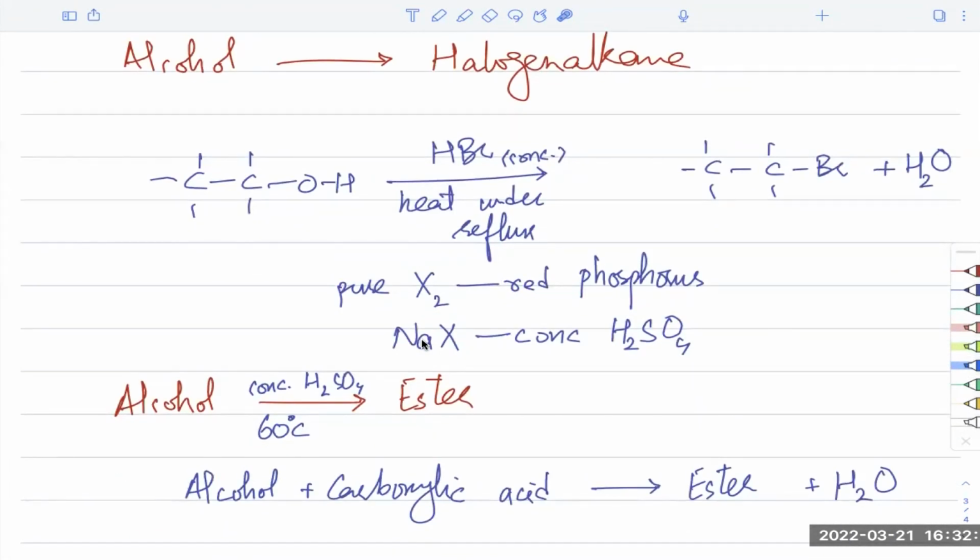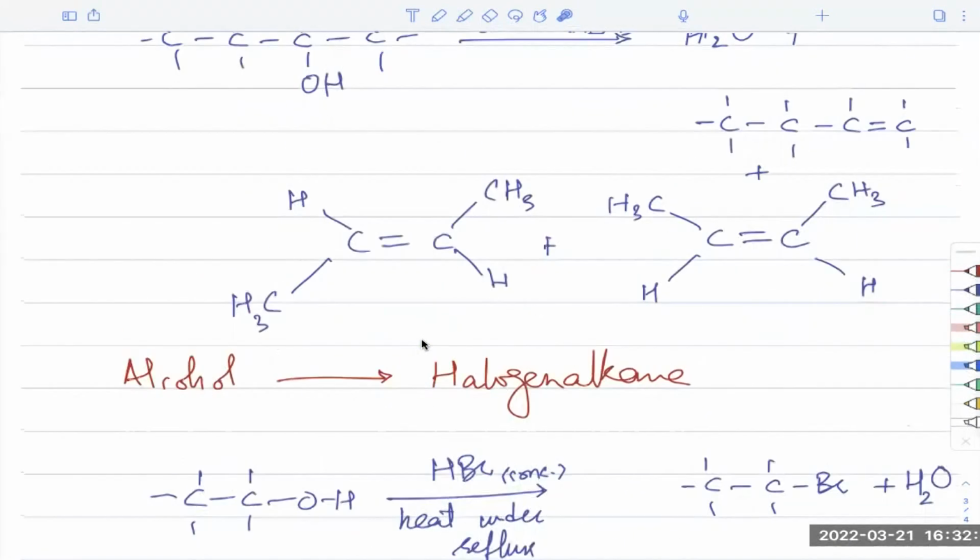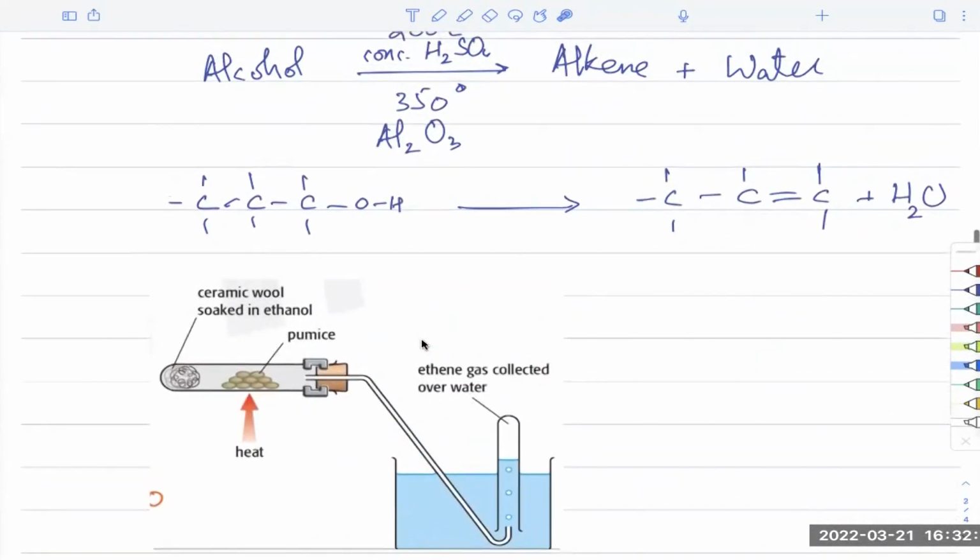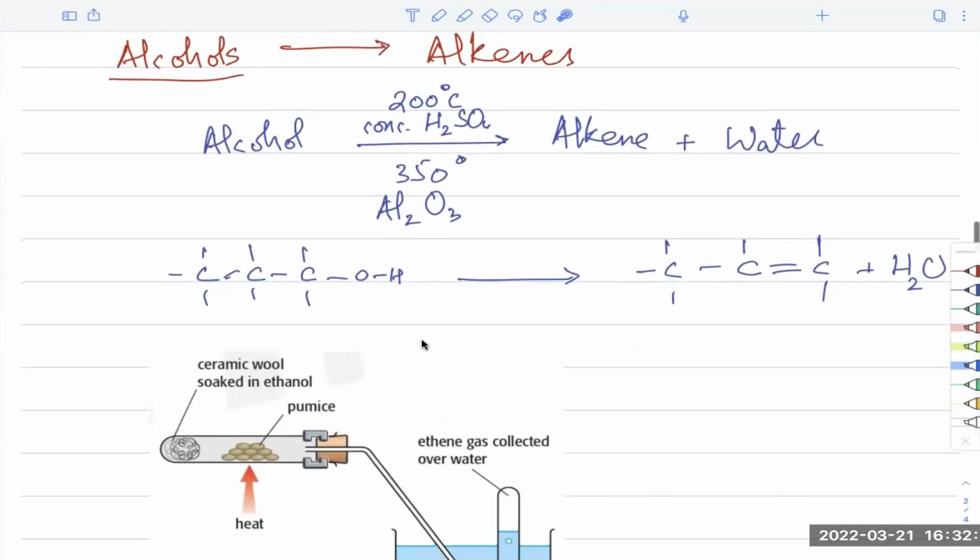Alcohols, and you can use them to make halogen alkenes. इसमें कोई क्वेश्चन तो नहीं है डिहाइड्रेटिंग या एलिमिनेशन रिएक्शन में? अच्छा, one more question. Why is this reaction called elimination and not condensation?